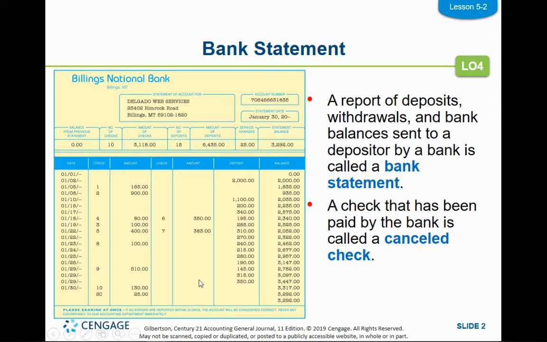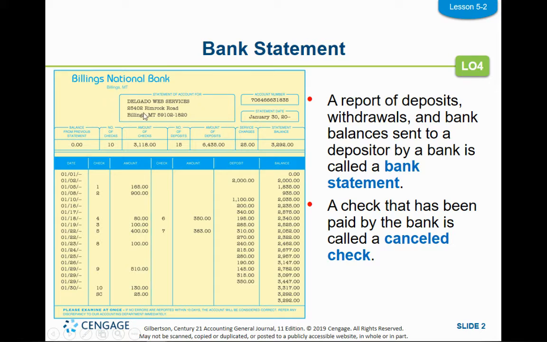And if you have a checking account, whether it's personal or a business account, the bank is going to keep track of all the money that comes into the account and all the money that goes out of the account. Typically, the bank statement will be for a month at a time. It will usually list all of the checks and all of the activity on the account in chronological order by date. And if you look at this one, the statement date is January 30th.